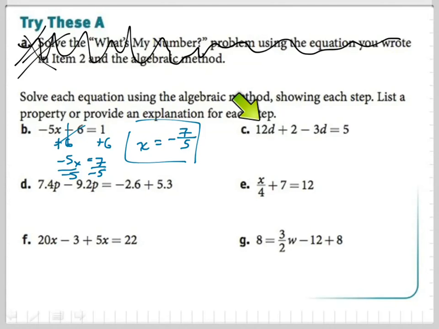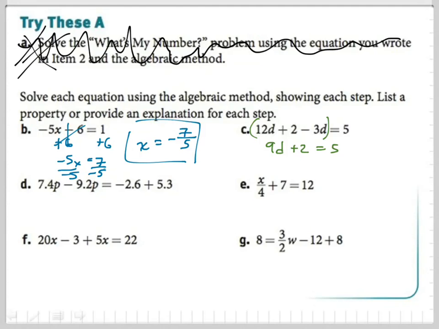Now this next one over here is not simplified. This side right here is not simplified. So when you simplify a side, you either multiply, you combine like terms. Those are things that you do. You don't do inverse operations. Over here we added 6 divided by negative 5. Those are inverse operations. And so we got to add like terms here. What is 12d and negative 3d? Yeah, so we have 9d right here plus 2 equals 5.